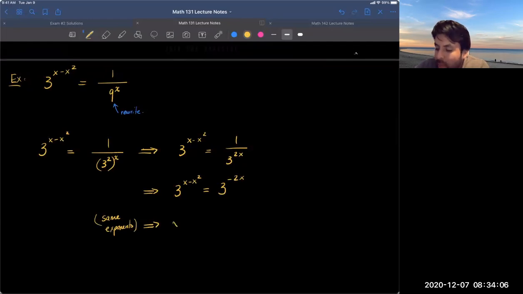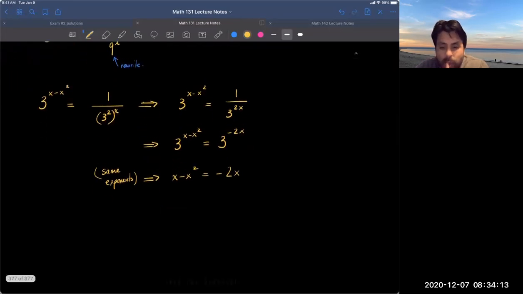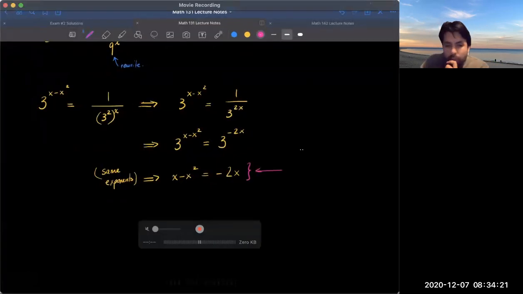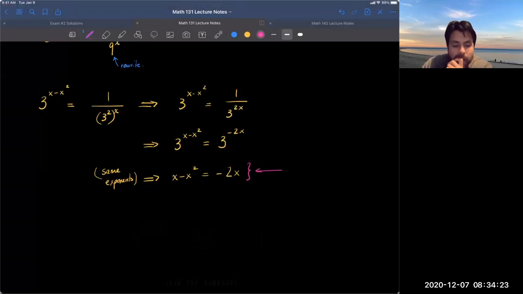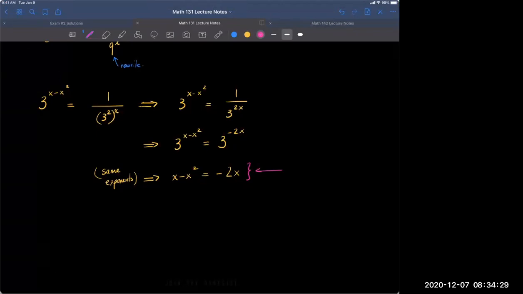Where are my exponents? x minus x squared equals negative 2x. Now look what I got. What do I have here now? What kind of equation is this? We've seen tons of these. Quadratic. How do you solve quadratics? Factoring. Putting everything on one side equal to 0 and factor.